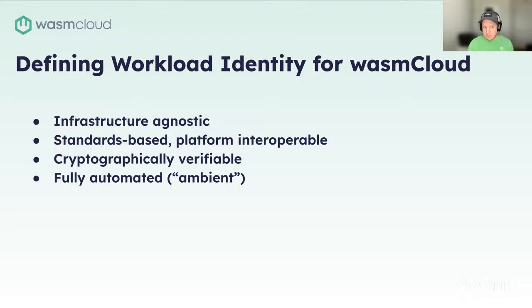It's important that it's cryptographically verifiable, in that you can validate that the workload, as it presents its identity, is actually the workload it says it is. This is a core tenet of workload identity. And to the extent that it's possible, it should be fully automated, in that the workloads running on wasmCloud should not have to do anything other than request the identity for it to be available to them.